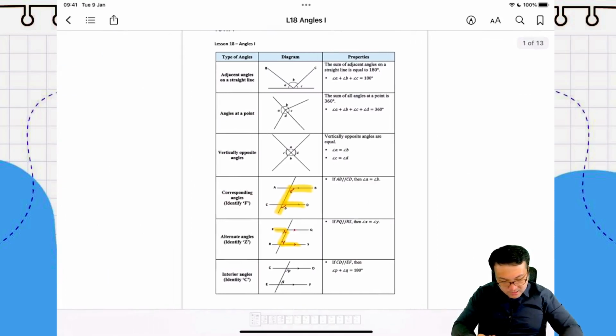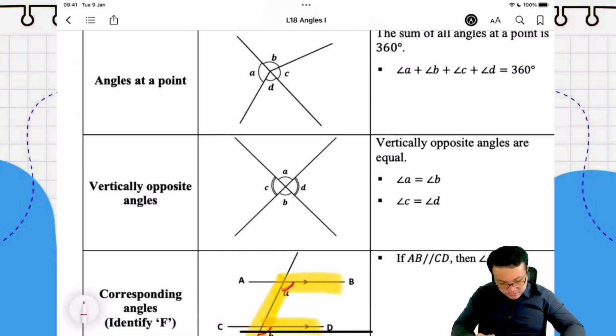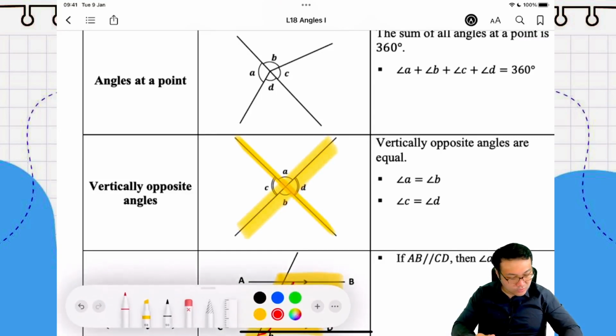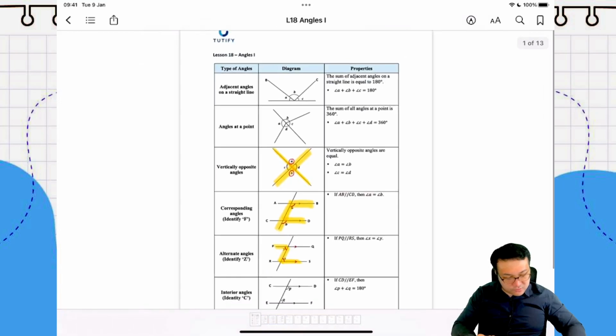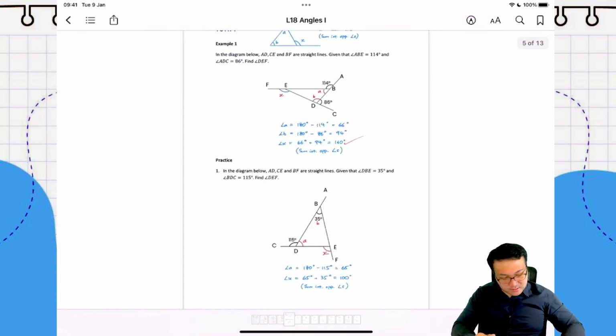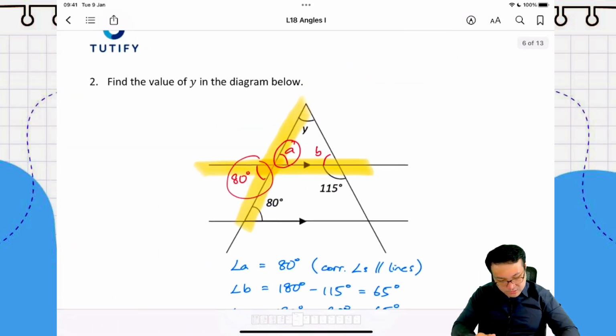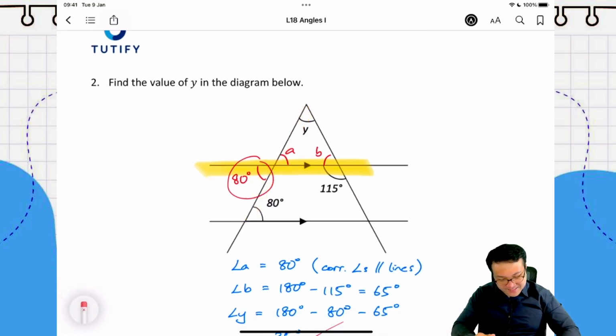Where's the letter X? There, this one. Can you see this? Letter X. That means this is vertically opposite angles. Angle A equals angle B. Angle C equals angle D. So these rules are quite closely related, and you can use all sorts of alphabets if you want. Okay, so we have that.